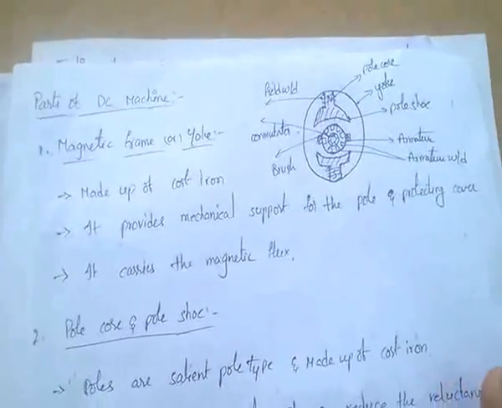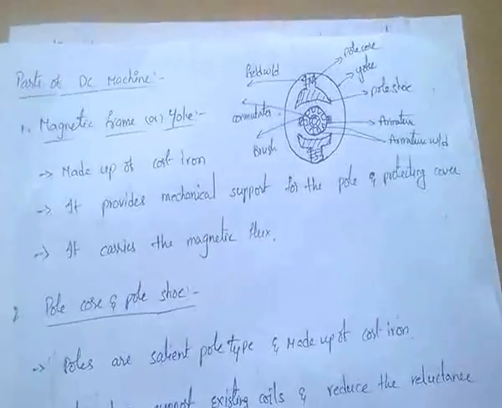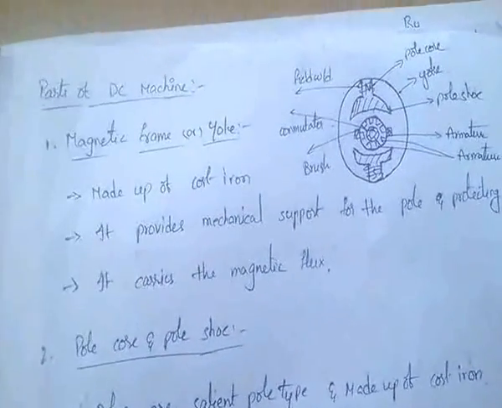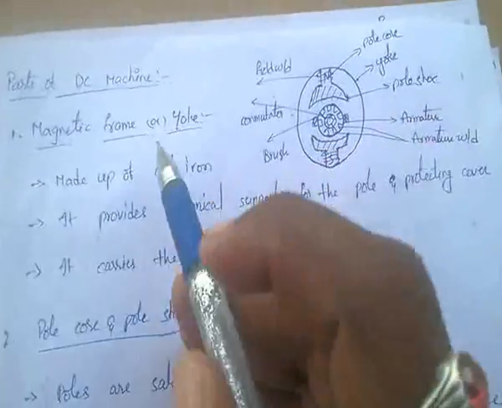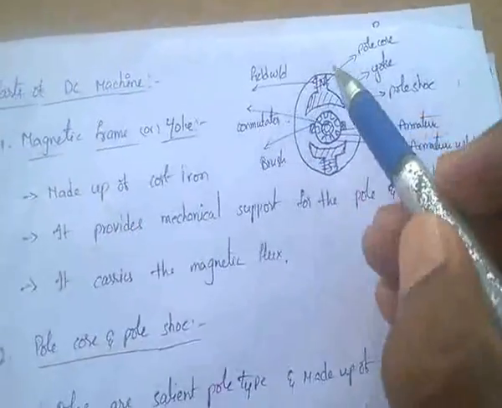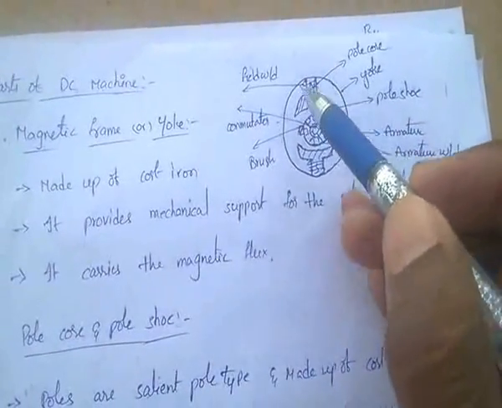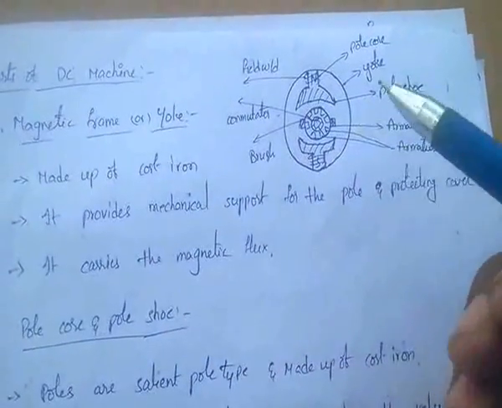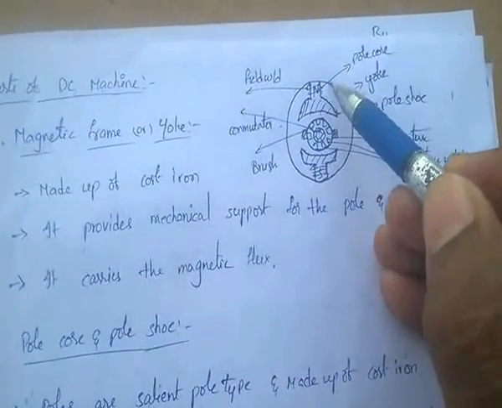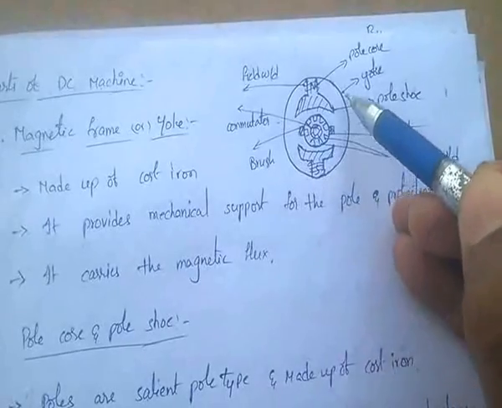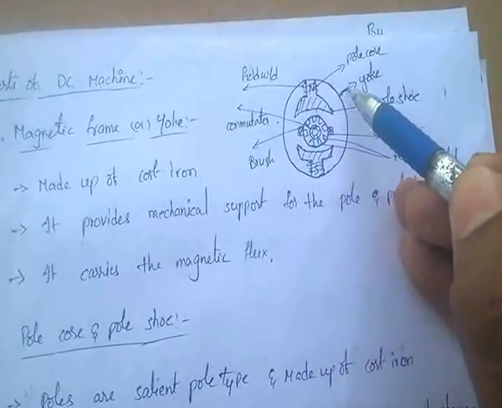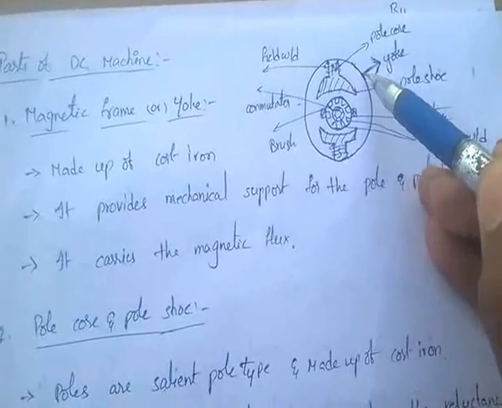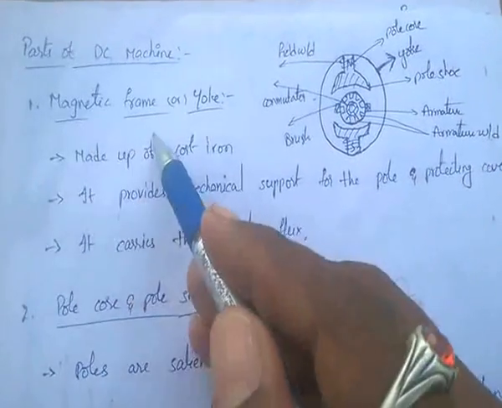Next, coming to the parts of a DC machine, that is, the construction details of a DC machine. This is a diagram of a simple DC machine. In this, the outermost part is called the yoke or magnetic frame.